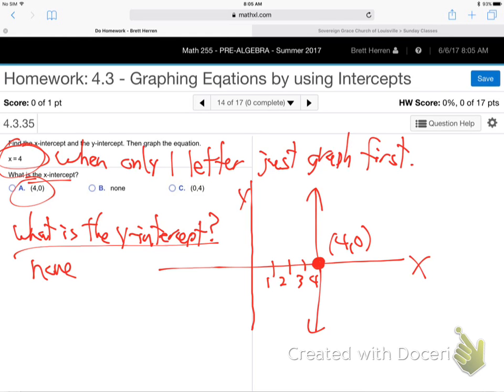And then we've already got the graph. So the graph answers all the questions. So my point is, when you've only got one letter, it's straight up and down or straight sideways. Just put it on the graph, and the questions will be obvious. Is that good? Does that make sense?